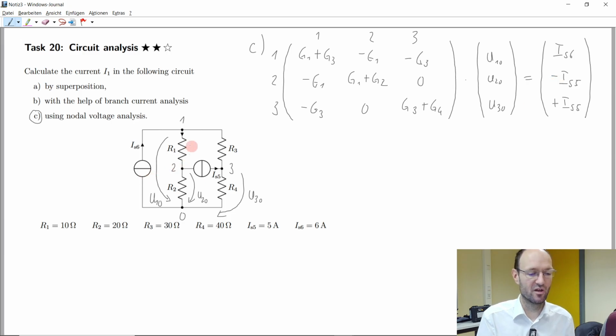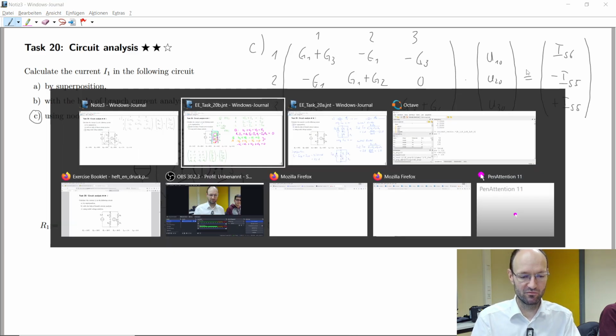And if we would have 2 or 3 sources connected to one node, then we would just have the sum of all the sources, or the difference between the sources if one source flows onto the node and some source flows away from the node. Okay, so now we have our system of equations already, and we can directly put it into Octave.